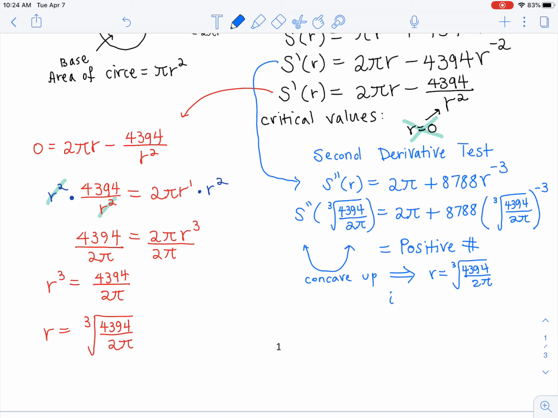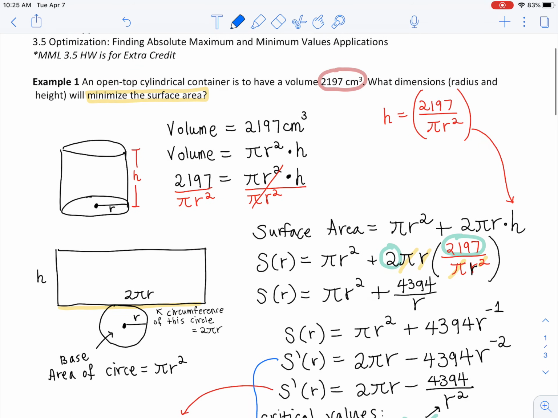At that point, which implies r equals cube root of 4394 over 2 pi is where the minimum happens. Oh, super awesome, because weren't we looking for the r value, the radius that will minimize this cylindrical container surface area? So this is very good. That blue writing that I just did, we just confirmed that this is where the minimum happens.